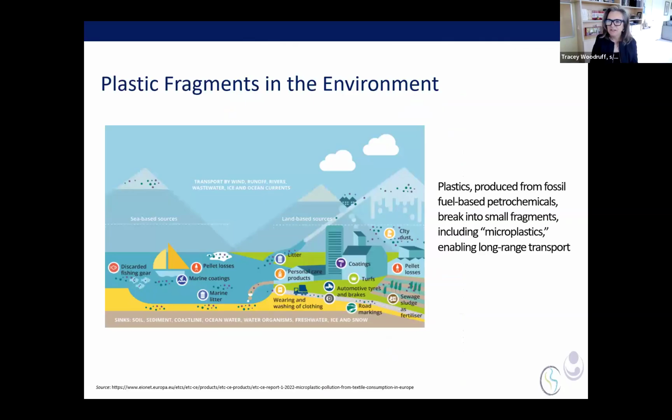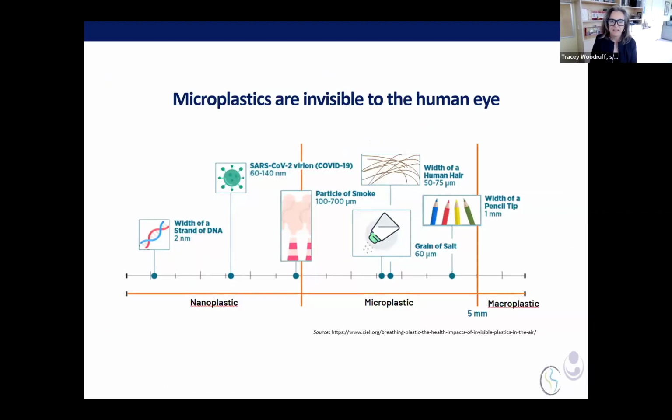So plastic fragments, we are exposed to plastic fragments because they are entering into the environment. These primary plastics, which are produced from fossil fuel chemicals or fossil fuel-based plastics, break into small fragments, including microplastics, and they enable long-range transport, so they're found in many locations. There are lots of reports about how they've been measured in the ocean, and because they're getting into these different locations, that presents opportunities for exposures to us.